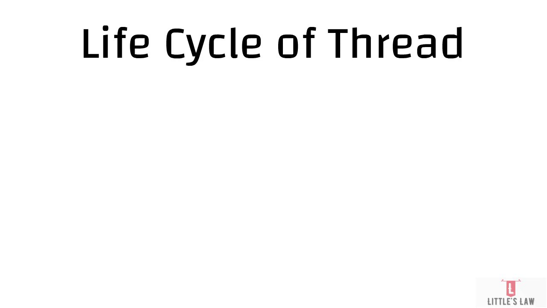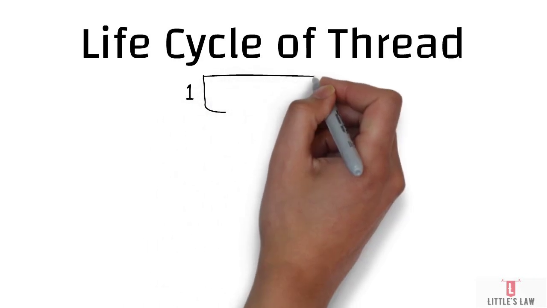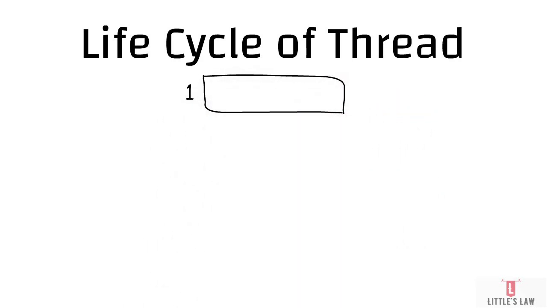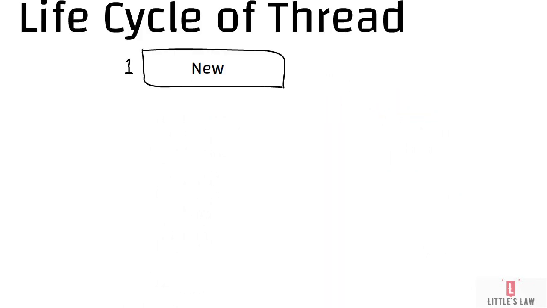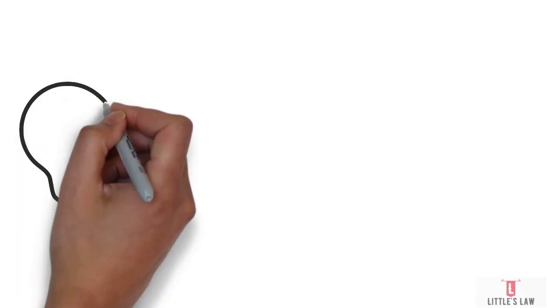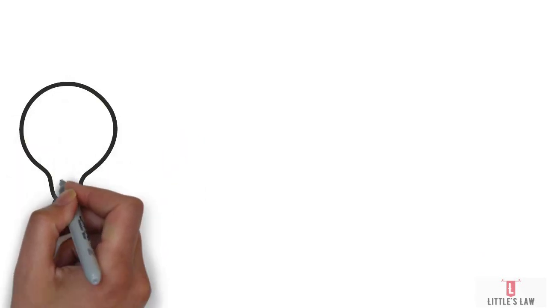Firstly, understanding the thread dump requires familiarity with various states a thread can traverse, which is often referred to as the life cycle of the thread. So now let's deep dive into the states of the thread with examples. First, let me start with the first state, which is the new.